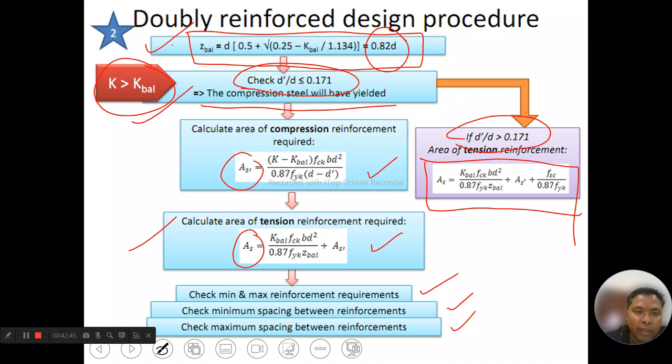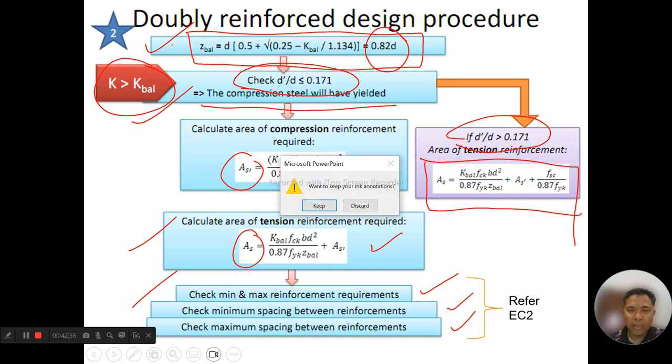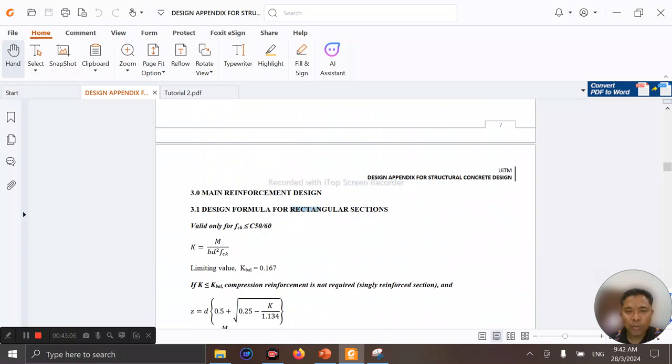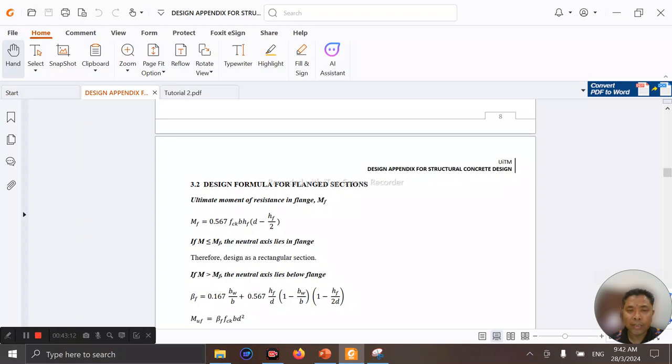So hopefully you can understand. And again, don't worry, because all of this is in your notes. Everything is on page 8 only. Page 8 is for rectangular sections. So this week we learn about rectangular, and next week we will learn about flanged sections. Okay, this week we only look at page 8.